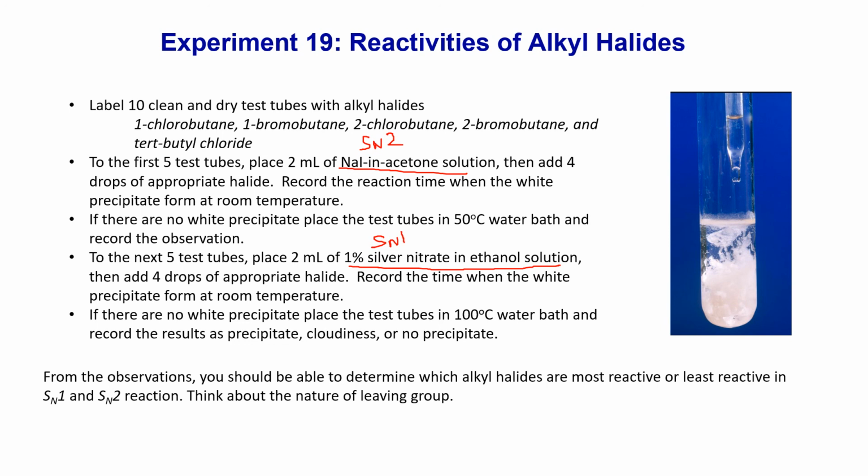So think about whether these alkyl halides are reacting with these solutions, either sodium iodide or silver nitrate, and think about why they are not reacting. Then think about the nature of the leaving group attached to the alkyl halide. It can be right here, chloro is attached here, one is a bromo, and now there is a tert-butyl chloride, which is a different alkyl group, okay?